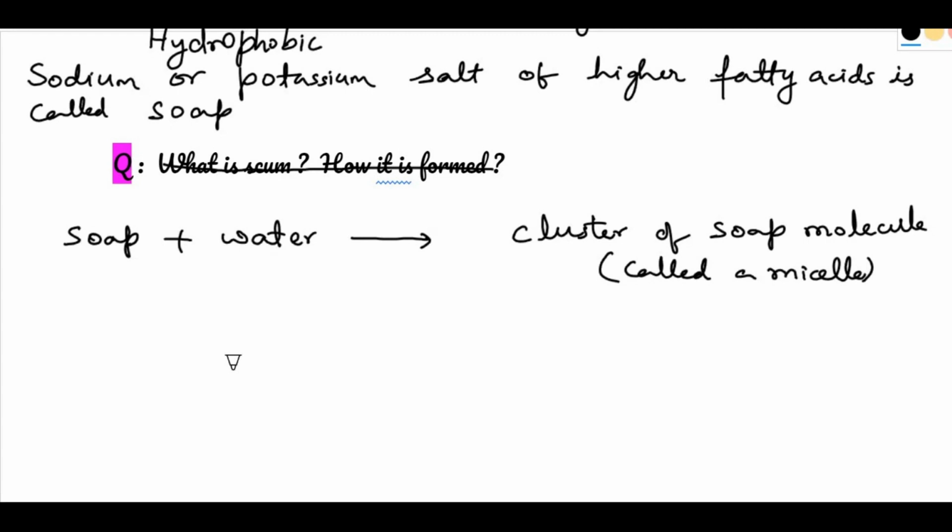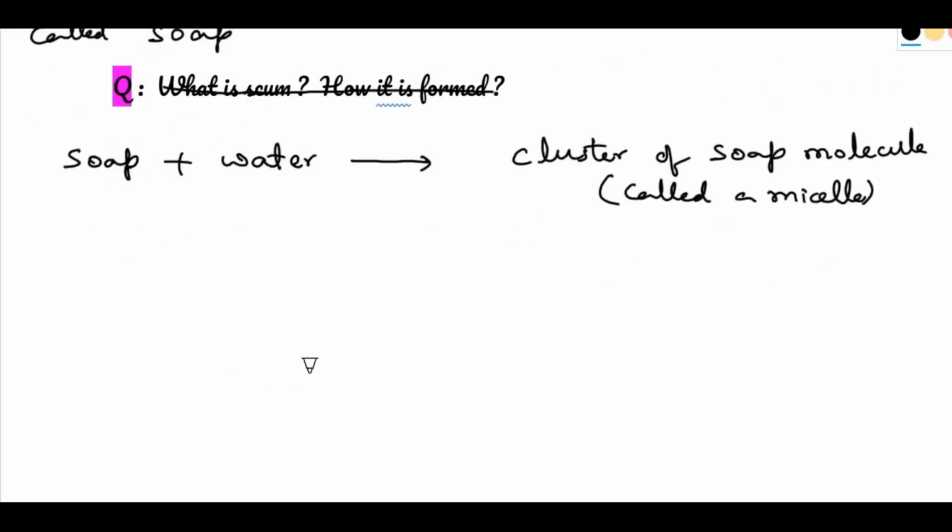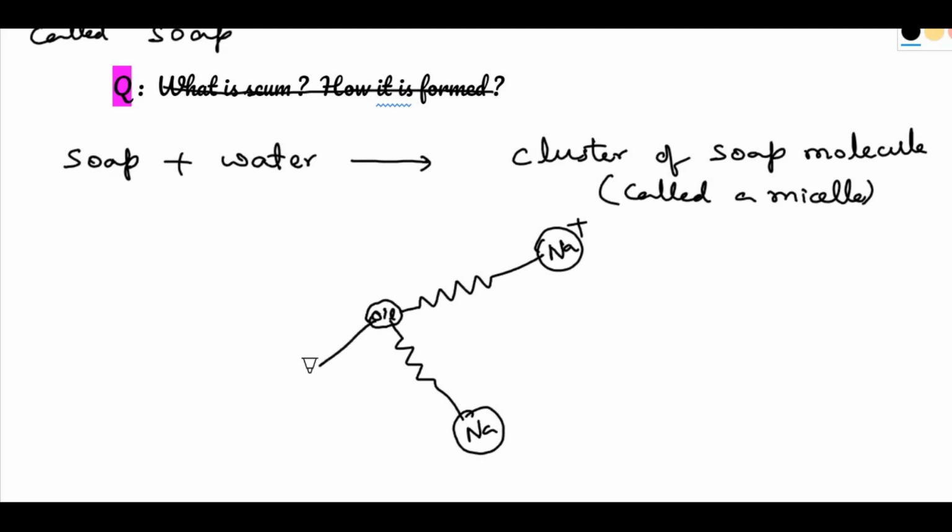So when soap is mixed with water and applied to oily dirt, the soap molecule's tail will attach to the oily dirt, because the tail is hydrophobic but oil loving, and the positive ion will be outside. So like this, the soap molecules connect by tail to the oily dirt.